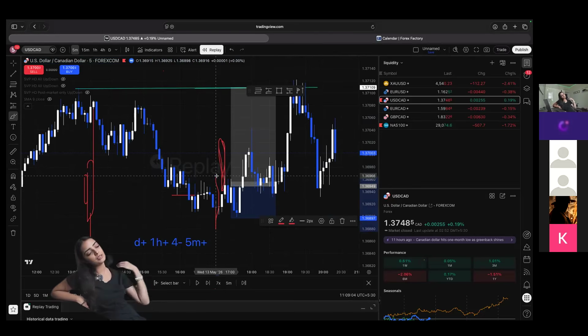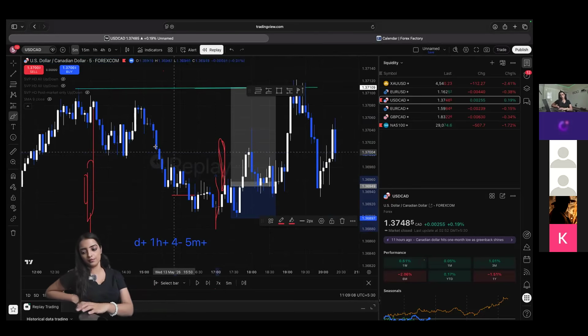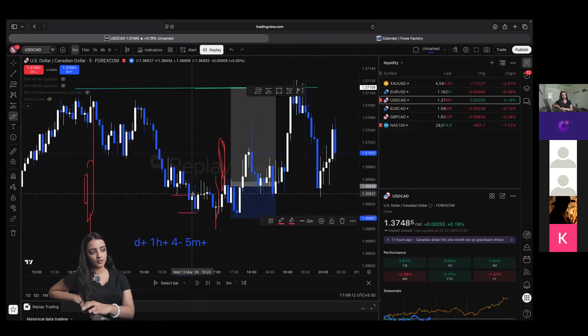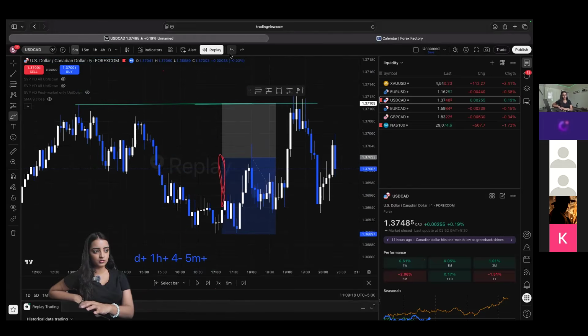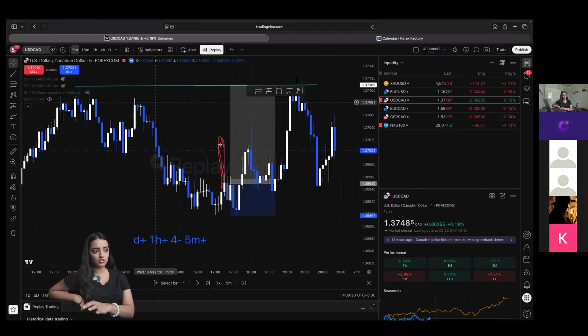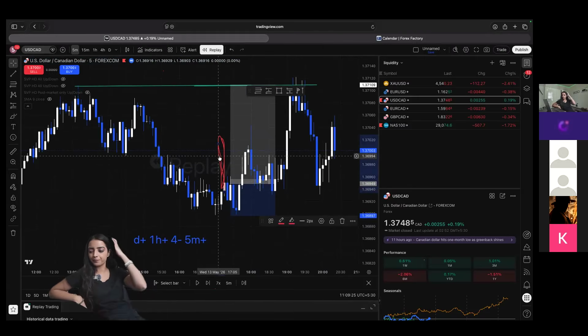Liquidity means price traded in that area, price traded below that swing area. Also, while breaking the QM, should the breaking candle be a single color candle with no lows, or can it form lows? It can. Okay, sure.